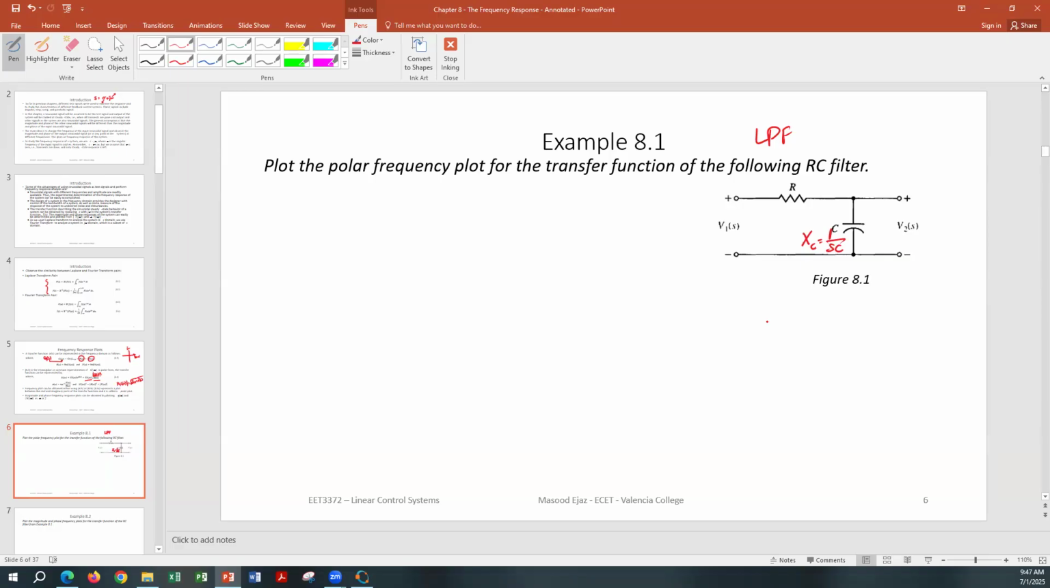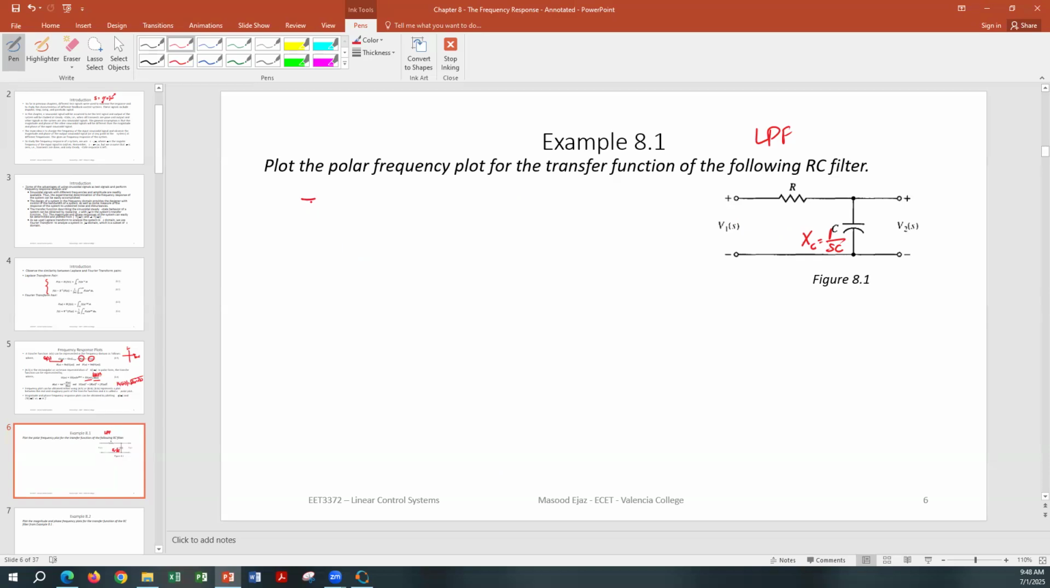And again, why this 1 over SC? Because of the relationship of the voltage and current. If it's the integral relationship or the differential relationship, you apply the Laplace transform on that integral or differential, and then you're going to get the reactance is equal to 1 over SC.